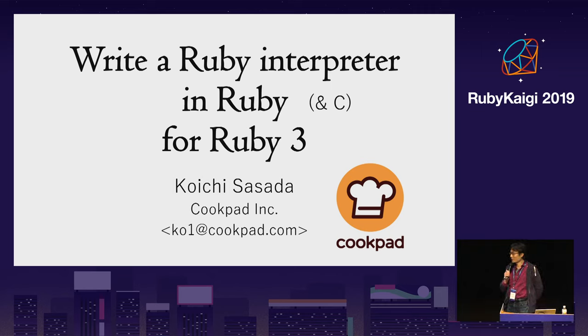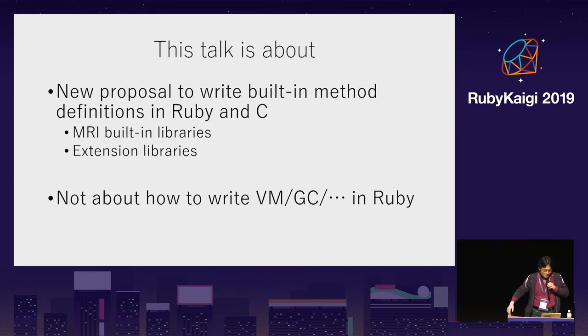Good afternoon, everyone. My talk is about how to write a Ruby interpreter. So the title is "Write a Ruby interpreter in Ruby for Ruby 3." But honestly speaking, it means Ruby and C language. This talk is about a new proposal to write built-in method definitions in Ruby with C language.